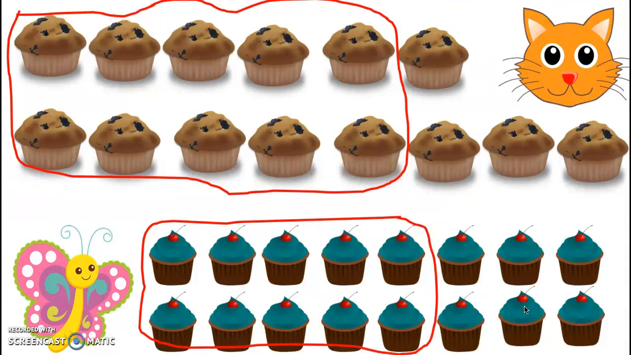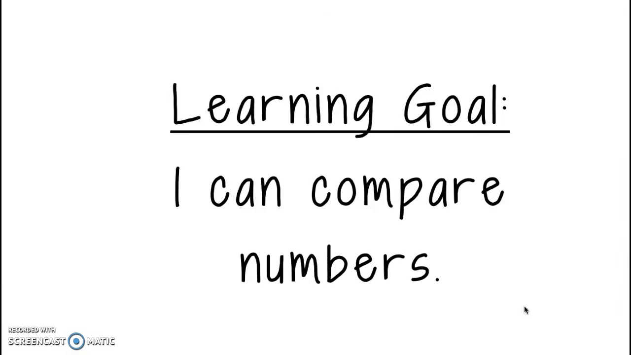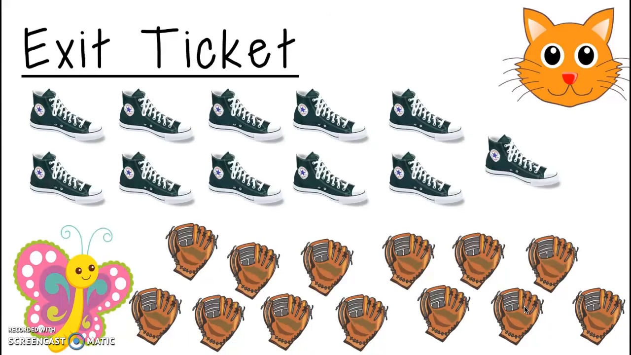Excellent job, friends. All right, our learning goal said I can compare numbers. That's exactly what we've been doing. And we did it by circling a group of 10 within the picture and then looking at the ones that were left over. All right, so here, Flutter and Kitty brought some more things.